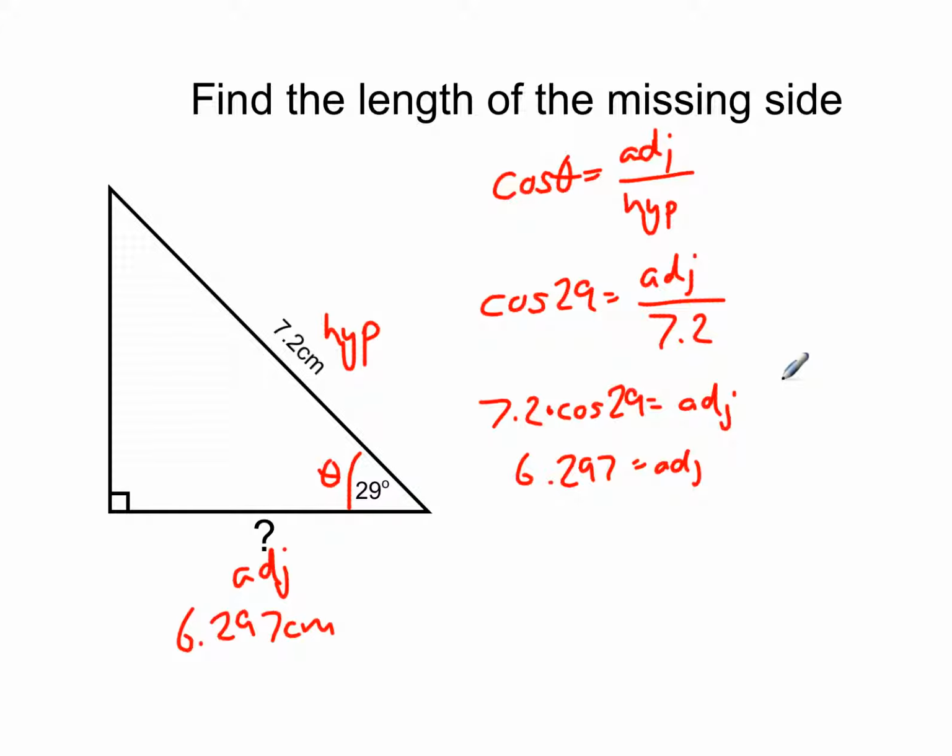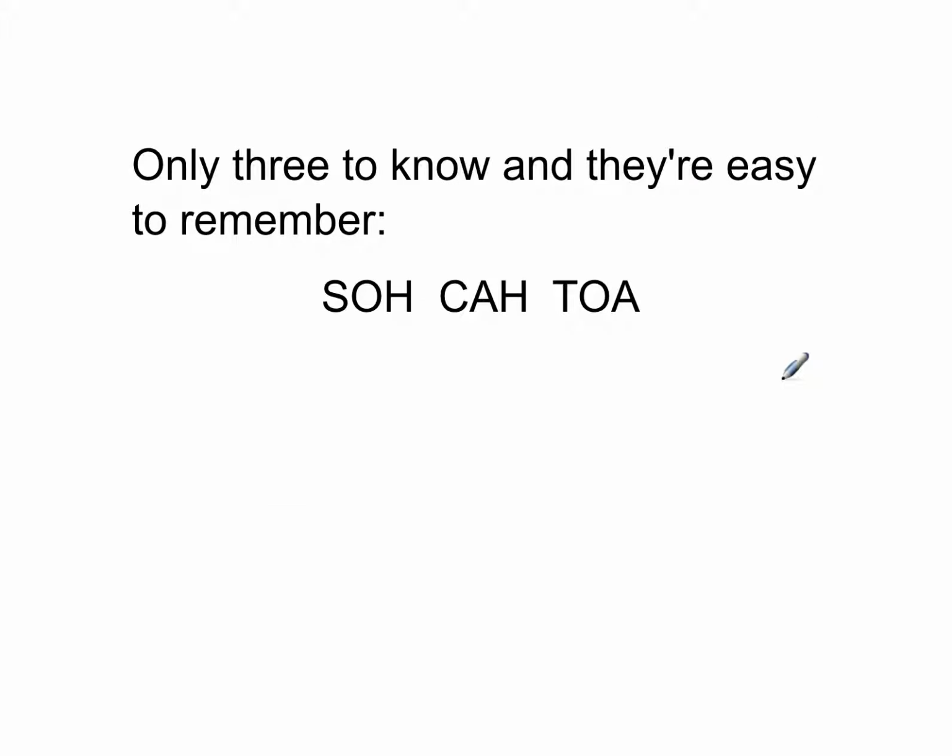Luckily, there is a very easy way to remember all of them, and that is the most famous expression in math, SOHCAHTOA. You will hear this for the rest of your life. It will enter your dreams. So SOH would mean sine theta is equal to opposite over hypotenuse.